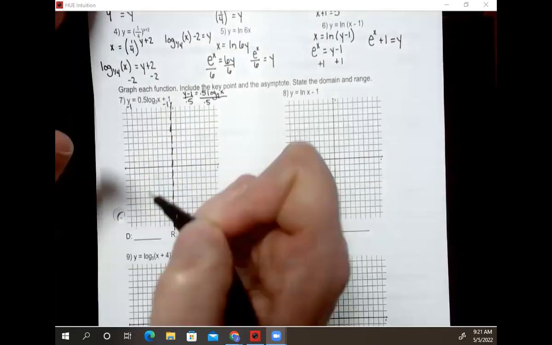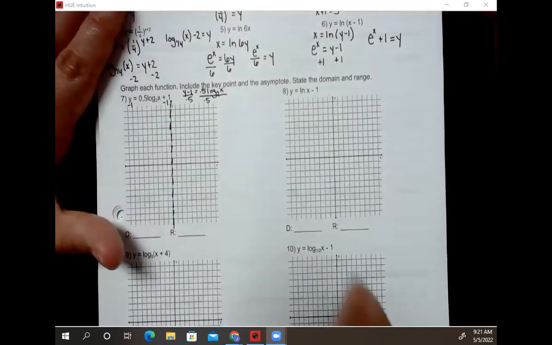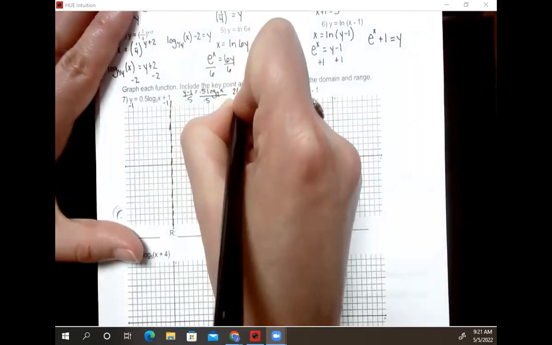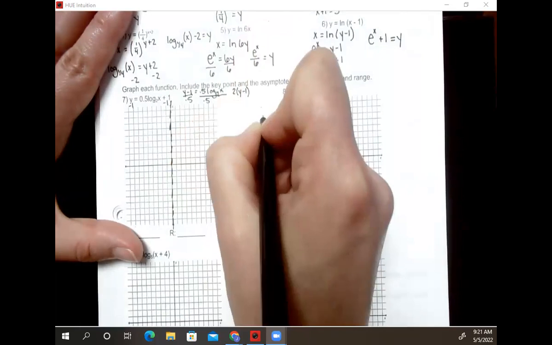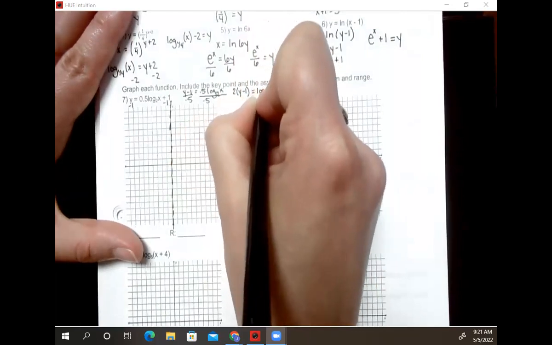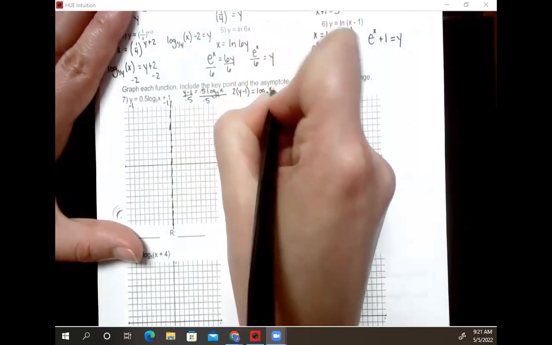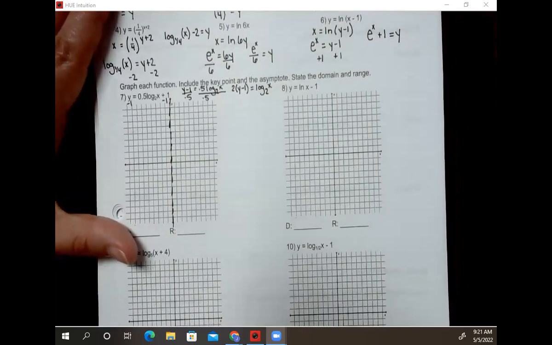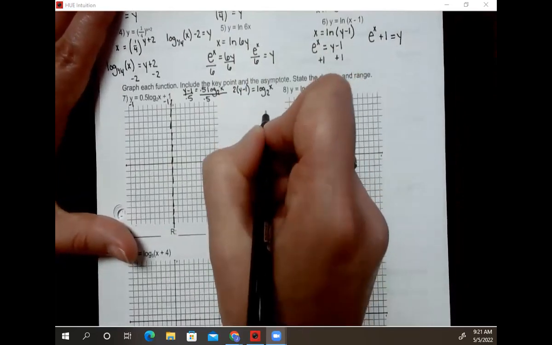Dividing by a half is the same as multiplying by 2. So just to avoid some confusion, I'm going to write this as 2 times y minus 1 equals log base 2 of x. And then the last thing I'm going to do is swap this to its exponential form. Okay, that's why I've been doing all this moving around, so I can rewrite it as an exponential function.